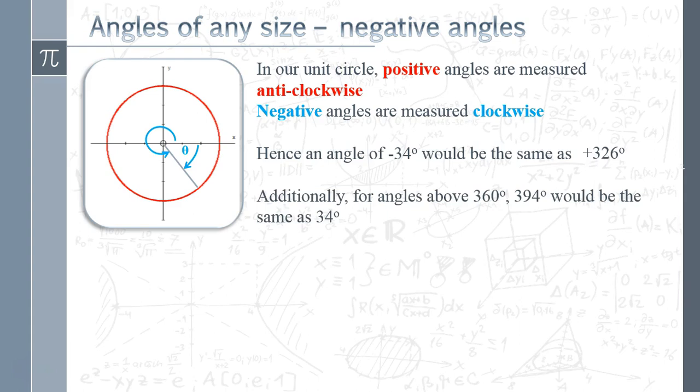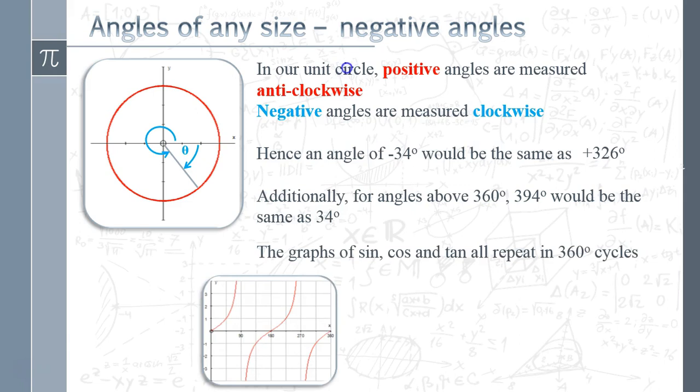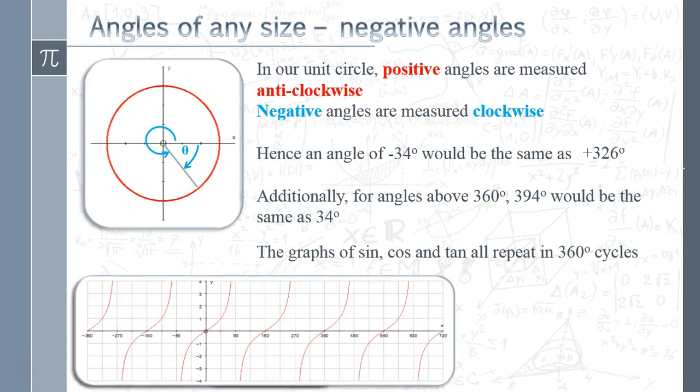Additionally, if we kept going and went beyond 360, if we went to 360 and then went another 34 degrees beyond that, that would be 394 degrees, and so 394 is the same as 34. And so all my curves just repeat in 360 degree cycles. So you can see there for tan, we had our original graph going from 0 to 360, and then the same thing again from 360 to 720, and it's happening again from 0 to minus 360. The same happens for sine and cos, they just repeat every 360 degrees.